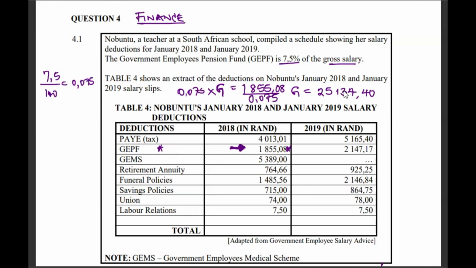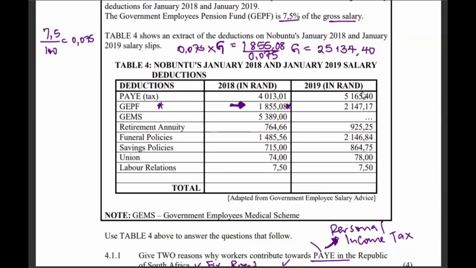So we have her gross now. Let's go and look for the net. What we do is add all these expenses, all these deductions together. So we get 14,303.81. You good? 14,303.81.